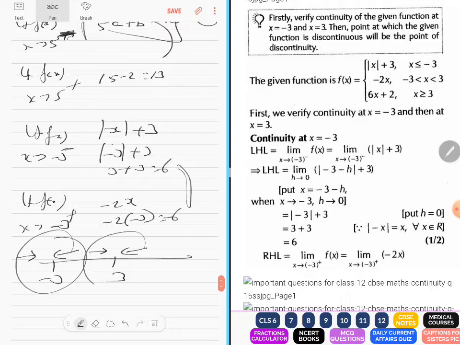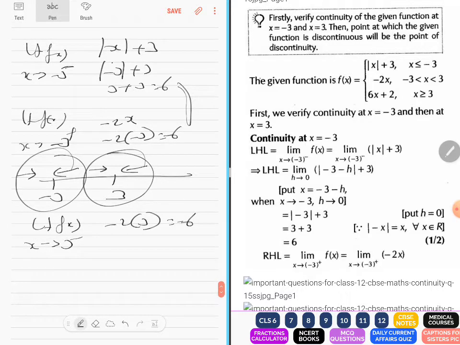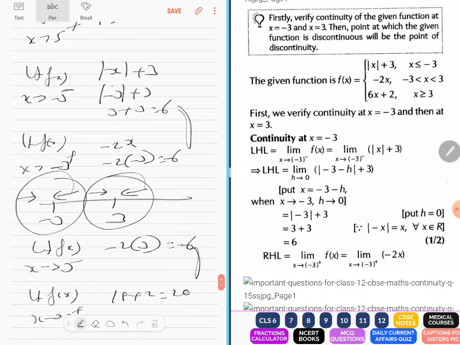So check the continuity for this separately. Limit of f of x as x tends to 3 from the left, which means the less than 3 formula, is minus 2 into 3, which is minus 6. Limit of f of x as x tends to 3 from the right, which means the greater than 3 formula, 6 threes are 18 plus 2, it's 20. And it's not continuous at 3, but it's only continuous at minus 3.